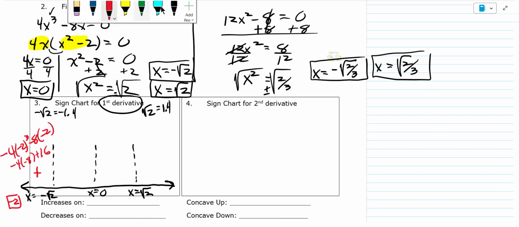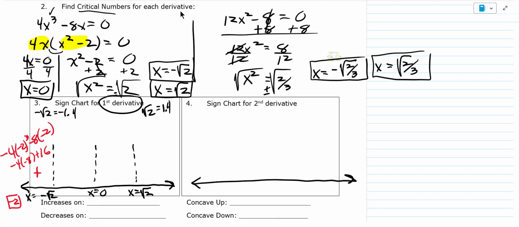Okay, so I'm going to have you spend a little time finishing up the problem. When you do concavity on the second derivative, you want to work with x equals -√2/3 and x equals +√2/3 like that. All right, so let's go for it and see if we can finish that up.